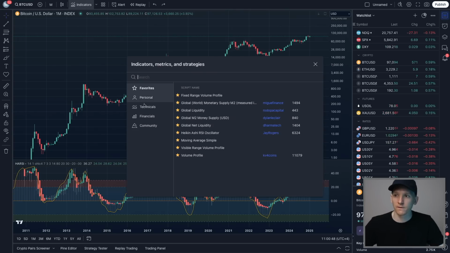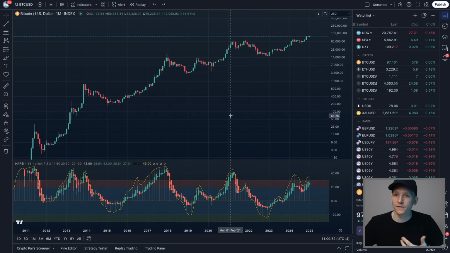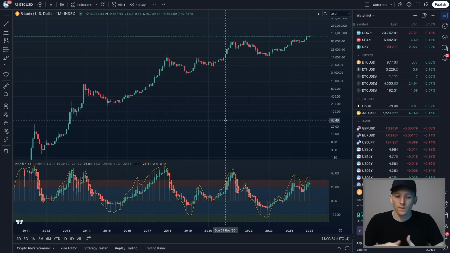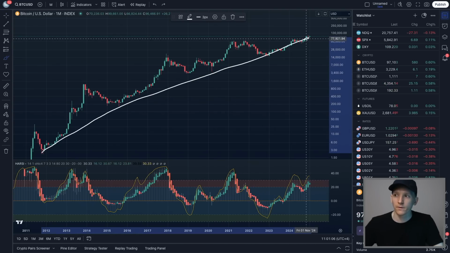Go to indicators. I'm using the Heikin-Ashi RSI oscillator. This is a price momentum indicator. So there are many out there and you can use them. They all show exactly the same thing. I want to find out, right? Because what we're seeing here is this asset essentially is just going up. Okay, so it's going up in value.